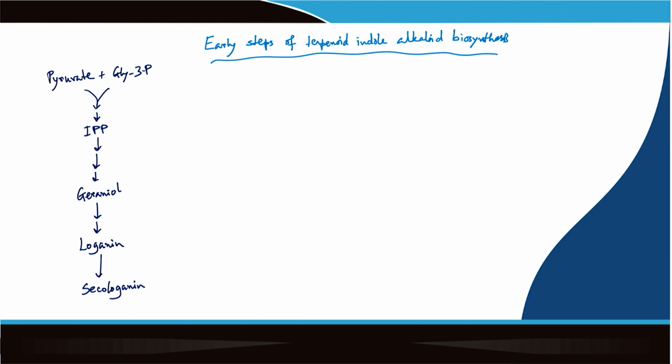And the other route originates from the shikimate pathway. So, therefore, how will we write? We will write in this way: chorismate, which makes anthranilate, and that makes tryptophan. Now, tryptophan is converted into tryptamine. Okay, I use this side.